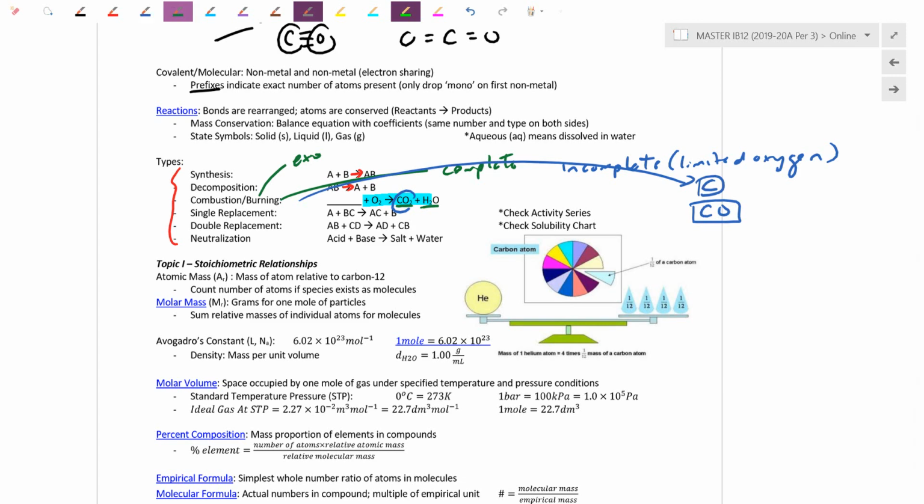Single replacement here, we talked about activity. We'll see this a little more in redox as well. If A is more active, depending on A being a metal or non-metal, if A is a metal, metal is going to fight against metal. If A is a non-metal, non-metal is going to fight against non-metal. And to end off here, we have double replacement.